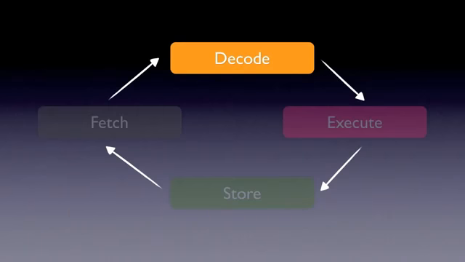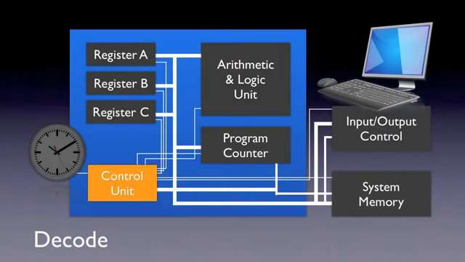Next, the decode process. This step involves only the control unit. The unit is responsible for decoding or understanding the instruction, figuring out how best to perform the operation requested in the running program.